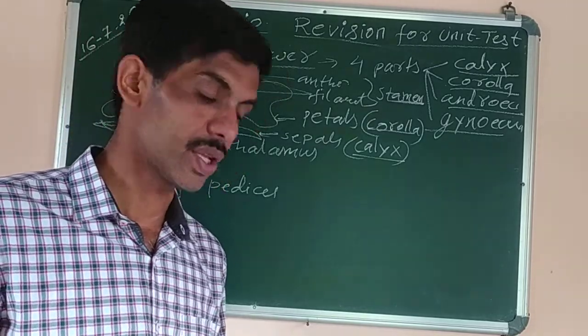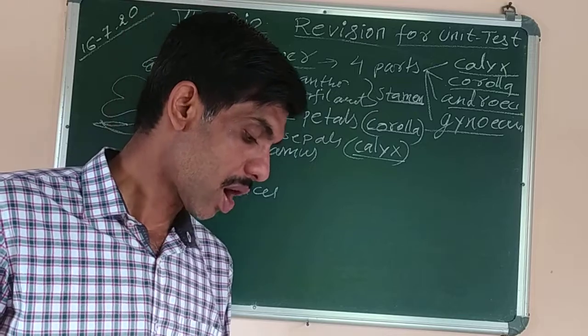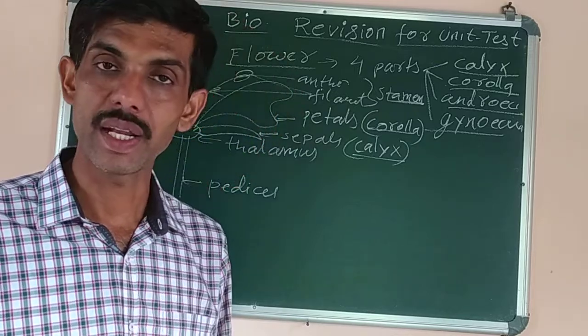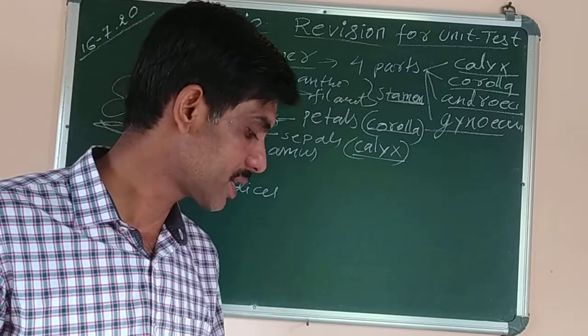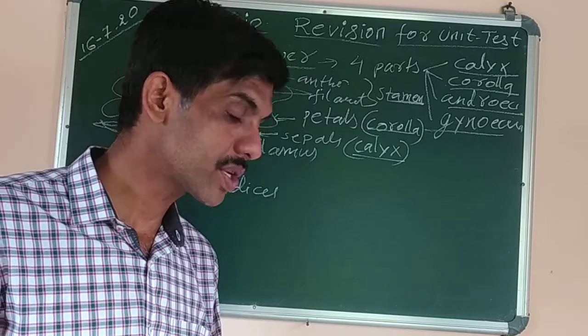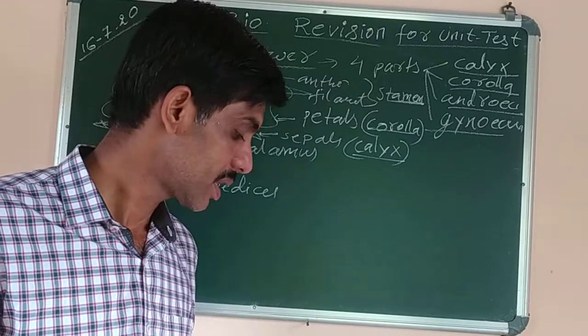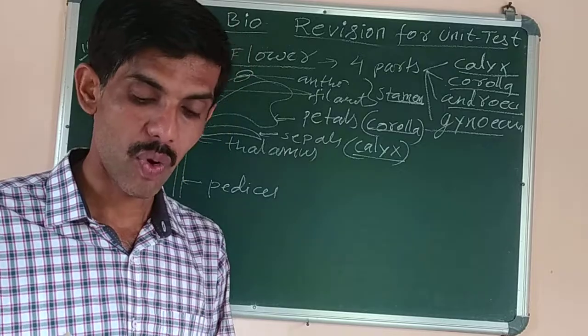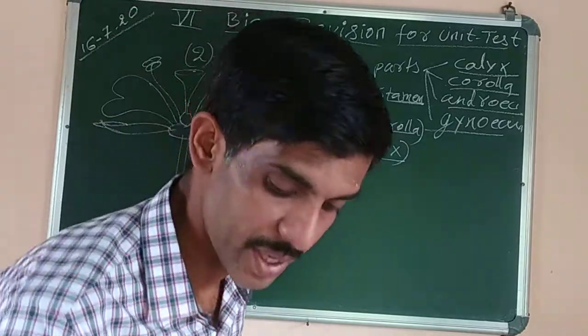Now what is germination? The process by which a dormant embryo in a seed develops into a young plant is called germination. And what are the conditions required for a seed to germinate? The conditions required are water, oxygen and temperature.